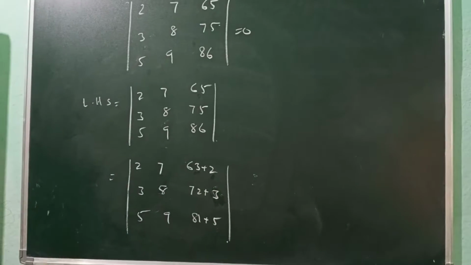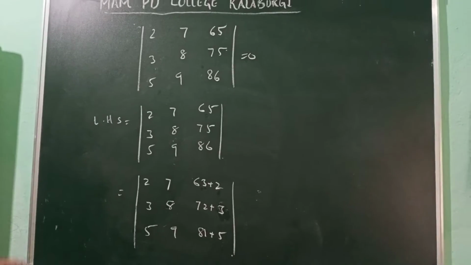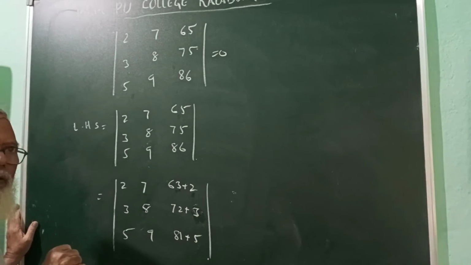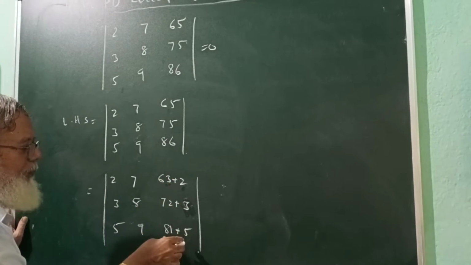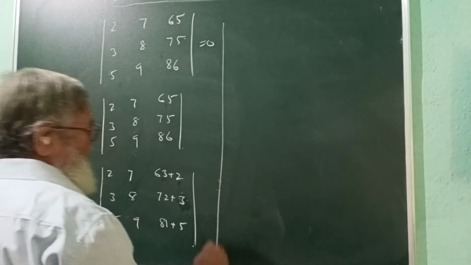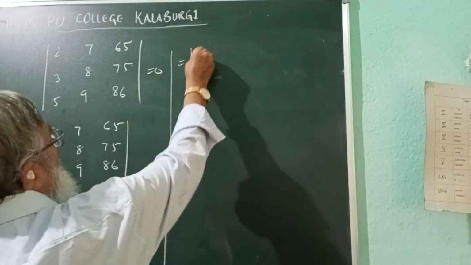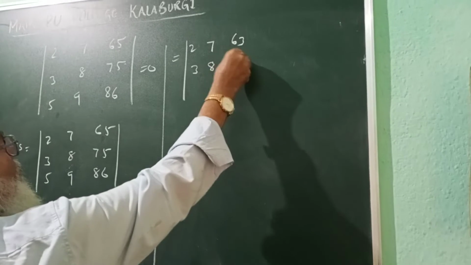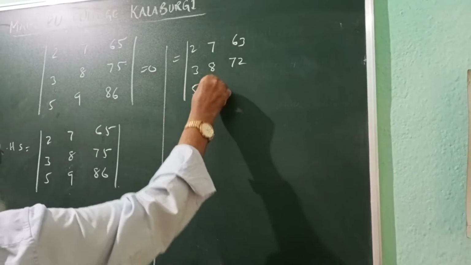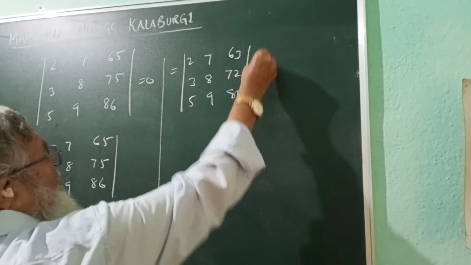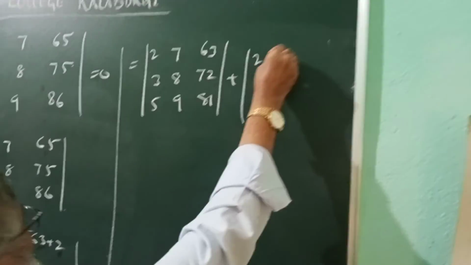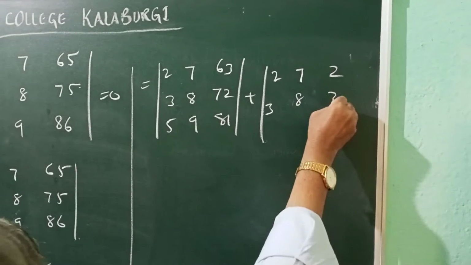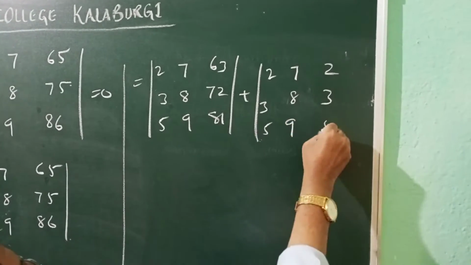See here how we are writing the numbers. Here the last column has been expressed as a sum of two terms. So by the property it can be expressed as the sum of two determinants. We can write this as 2, 7, 63; 3, 8, 72; 5, 9, 81, plus 2, 7, 2; 3, 8, 3; 5, 9, 5.